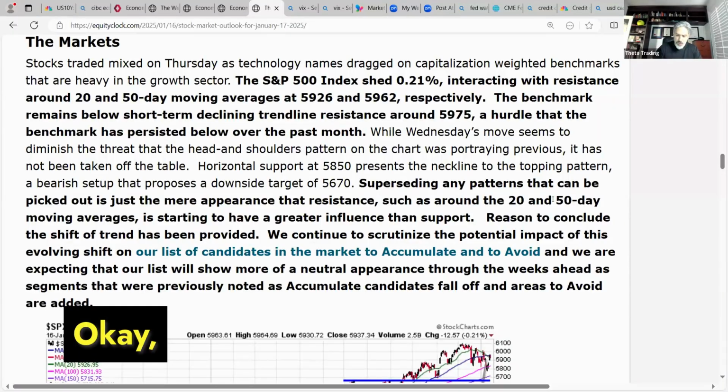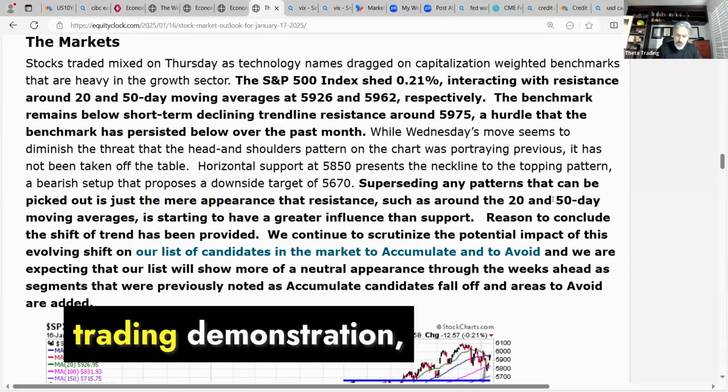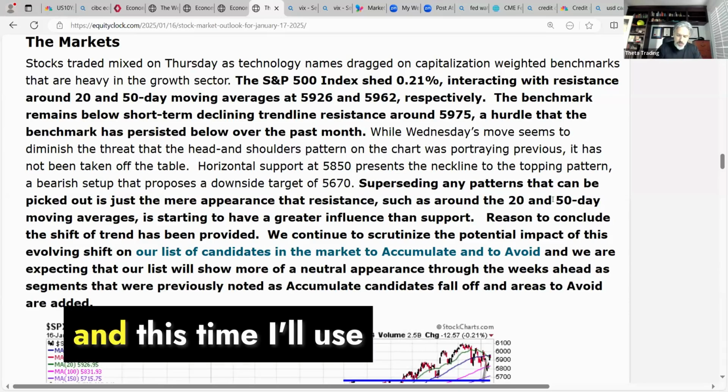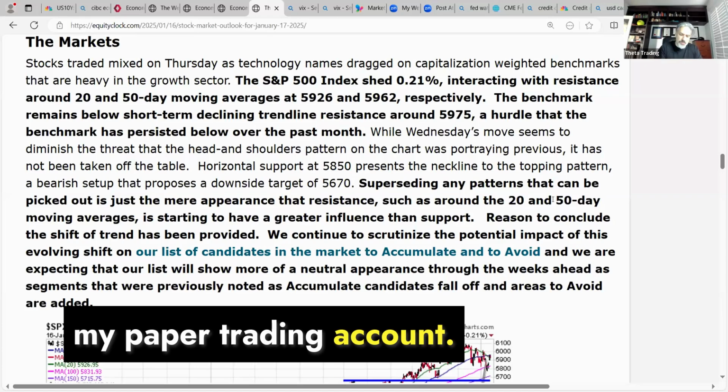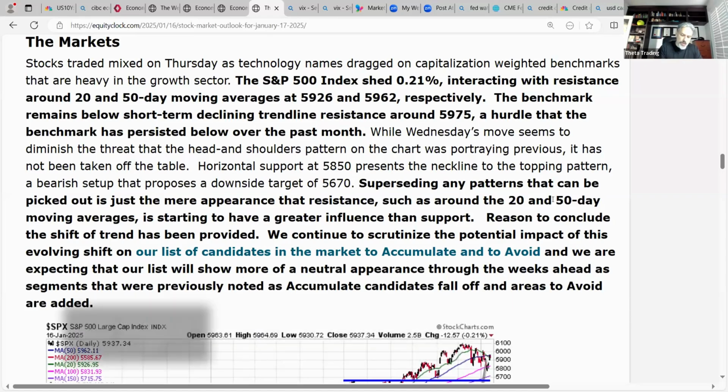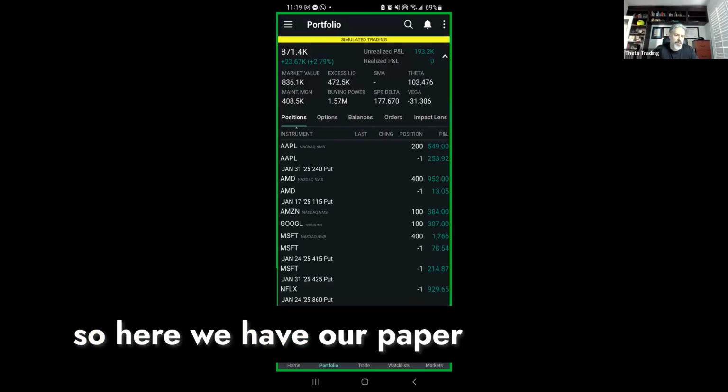Okay. So I'm going to do a quick trading demonstration, and this time I'll use my paper trading account. All right, so here we have our paper trading account.